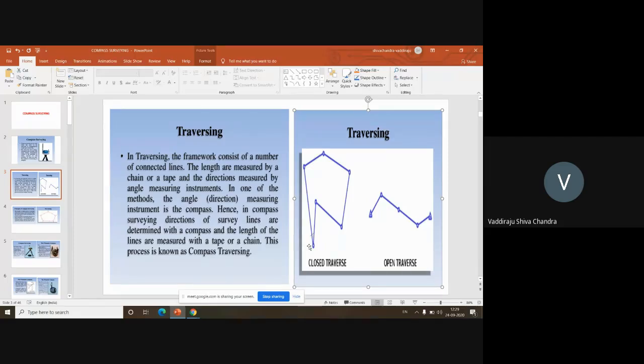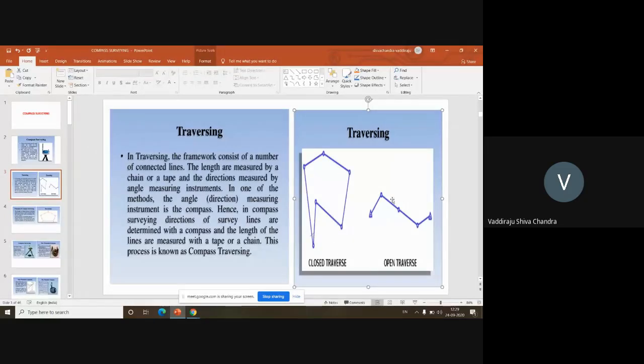And the second type of traverse is called an open traverse, where you start at one point and end at another point. So technically, you can't see the starting point and ending point falling at the same place, but it should be mathematically closed. So what do we mean by mathematically closed?